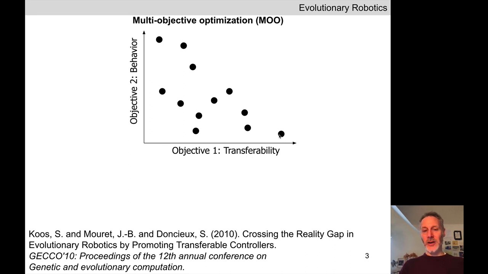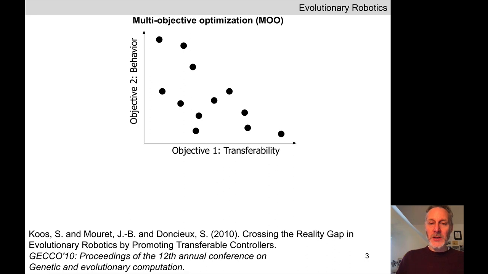This one, this controller out here, caused the virtual robot to move barely at all. And when we transfer it to reality, let's assume the physical robot also did not move very much. There's a good match. There's a low difference between the behavior of the simulated and physical robot. We have high transferability. If we do that for all 12 of the controllers, we get a picture that looks like this. Some are good at objective 2 and poor at objective 1. Some are good at objective 1 but poor at objective 2. Some are pretty bad at both. This one is kind of okay at both. Everybody see that?